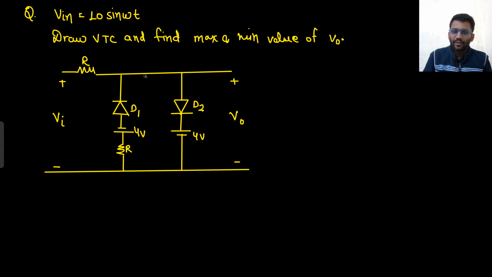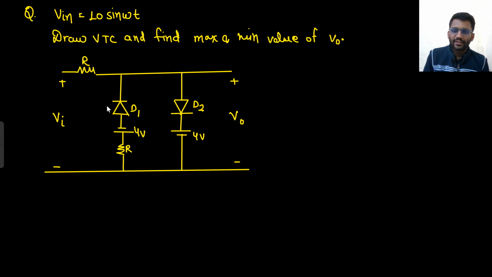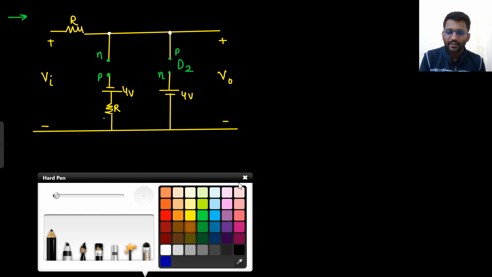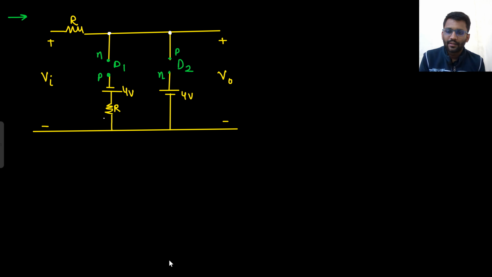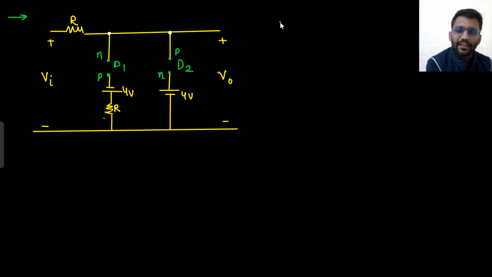So what I will do, I will just copy this circuit on the next page, because we will be applying the open circuit test now. So here I have open circuited the diodes D1 and D2. This side is N, this side is P, this side is P, this side is N. That I have written there. So this was our D2 and this was our D1. Well and good. Let's try to turn on the D1 diode first.